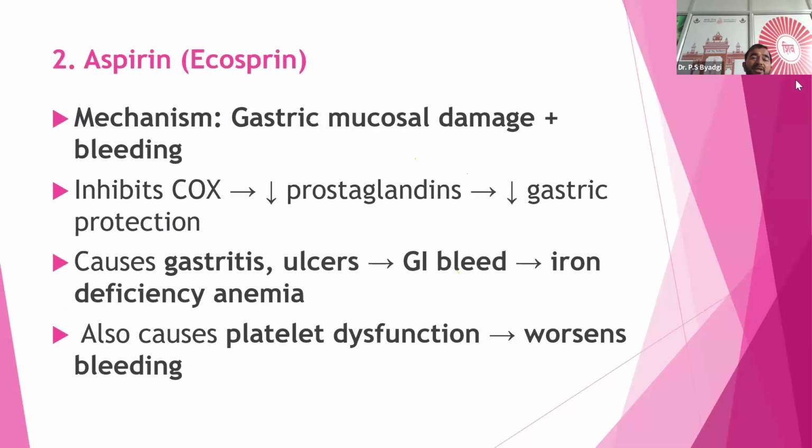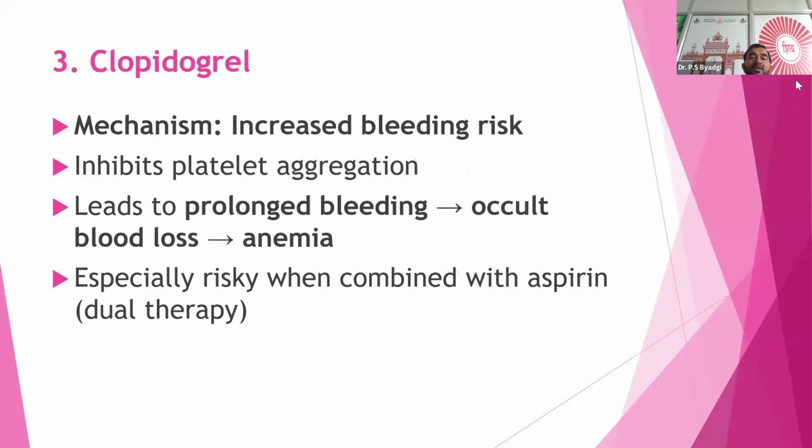Another drug is aspirin. The mechanism is gastric mucosal damage plus bleeding, which inhibits COX and decreases prostaglandins, decreasing gastric protection, causing gastritis and ulcers, resulting in GI bleeding and iron deficiency anemia. It also causes platelet dysfunction, which worsens the bleeding.